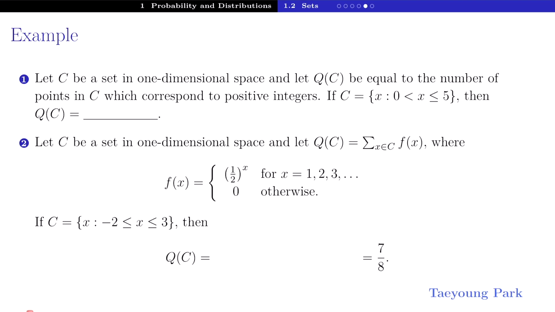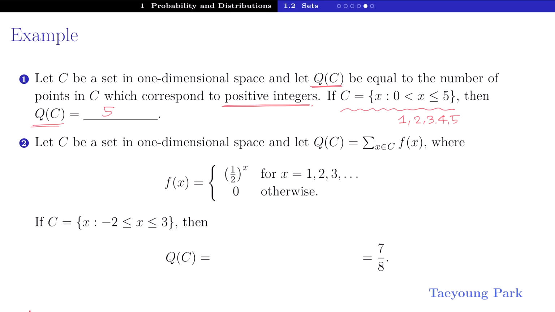Let's consider an example of the set function. When C is a set of real numbers, q of C is the number of positive integers. If C is a real number that is greater than 0 and less than or equal to 5, then q of C is the number of positive integers. So 1, 2, 3, 4, 5, so it becomes just 5.